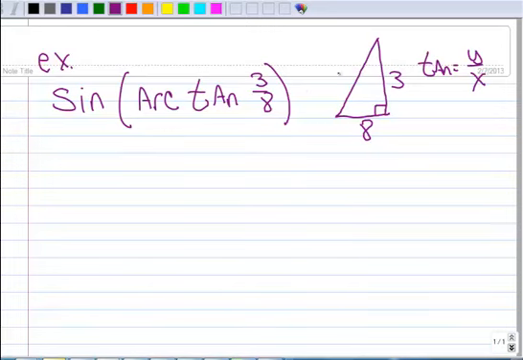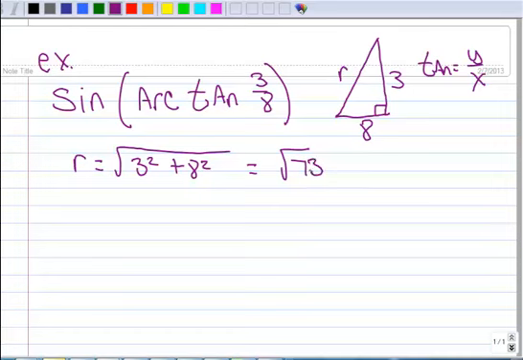So the first thing you need to do is calculate the r. So the r is going to be the square root of 3 squared plus 8 squared, and that turns out to be the square root of 73. All right. So now it says, what is the sine? Notice I didn't even really calculate this part, did I? I just interpreted that. But I know I want to calculate the sine.